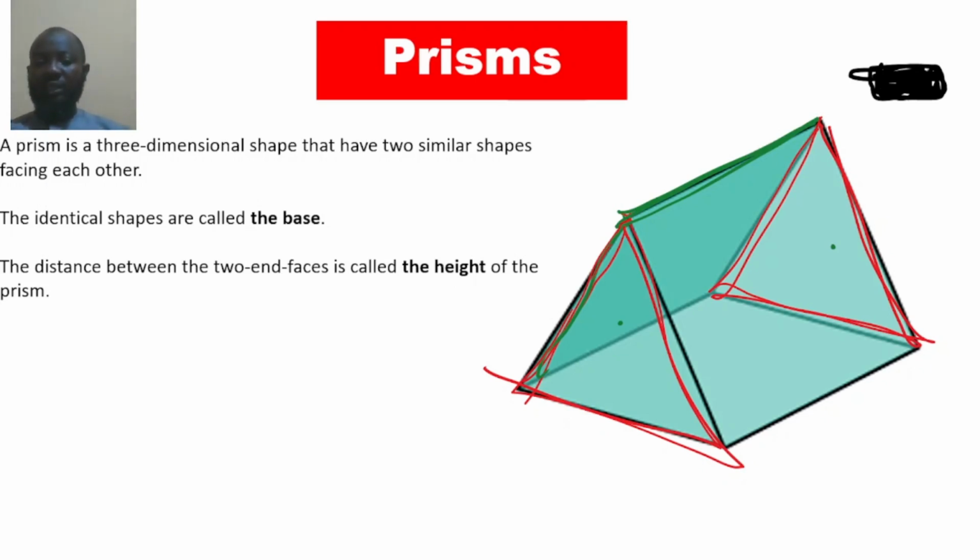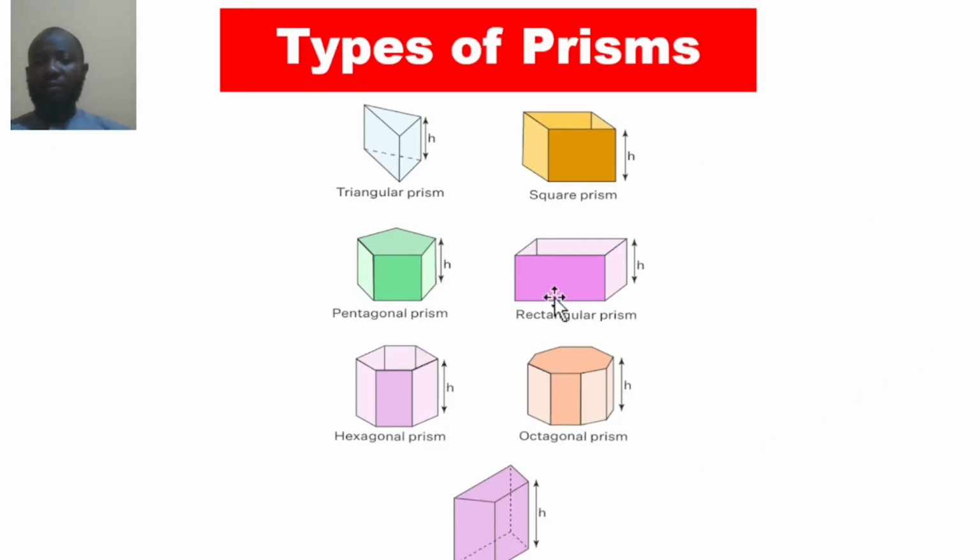So we move to the next one. Here are the types of prism that I've explained earlier on. You can see this is a triangular prism. This one is well placed now. If you look at the top here, it's a triangle, and if you look at the bottom, it is also a triangle. And the difference between the top and the bottom is the height, as you can see there. So that is a triangular prism. The difference between the top and the bottom is known as the height.